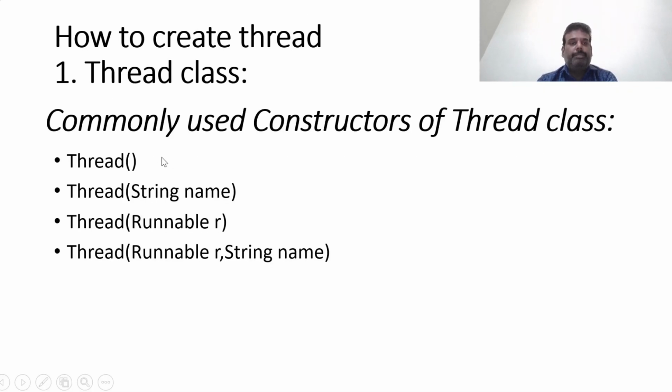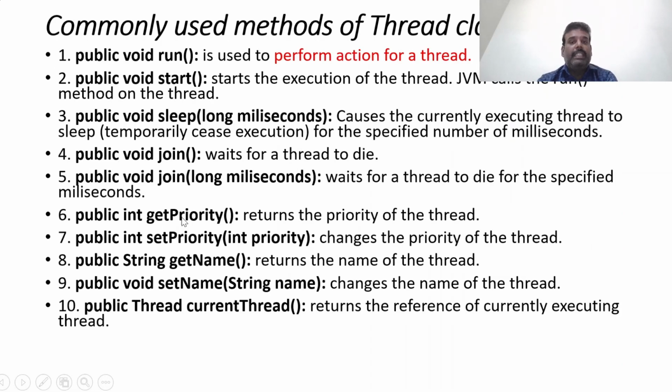The Thread class has some common methods and constructors. This is one of the constructors in the Thread class: Thread(String name), Thread(Runnable r), and Thread(Runnable r, String name). So these are the parameters we can pass into the Thread constructors. These are the methods inside the Thread class. First, public void run() is used to perform the action of a thread. public void start() starts the execution of the thread. So in this method, the thread execution starts பண்ணும்.